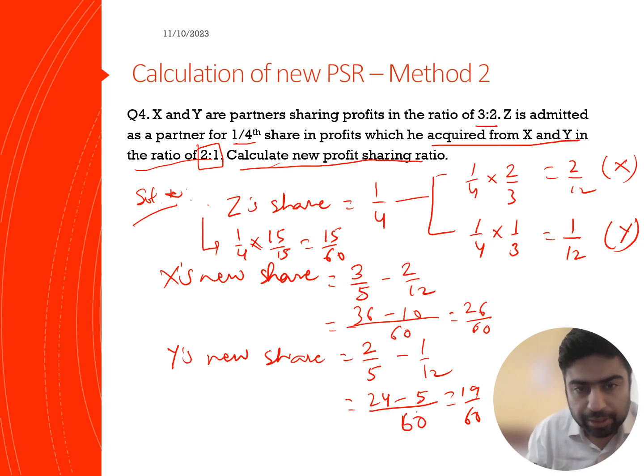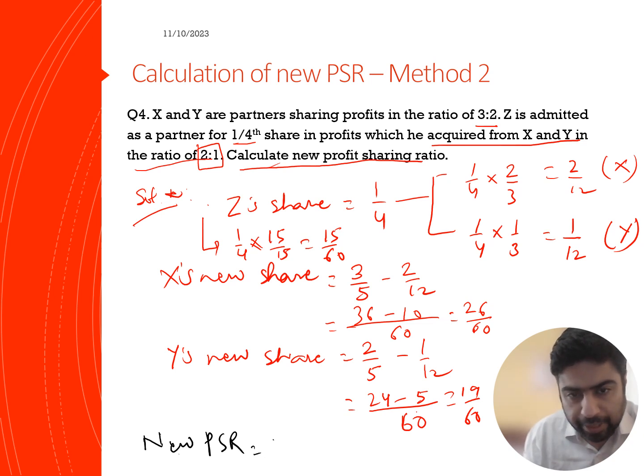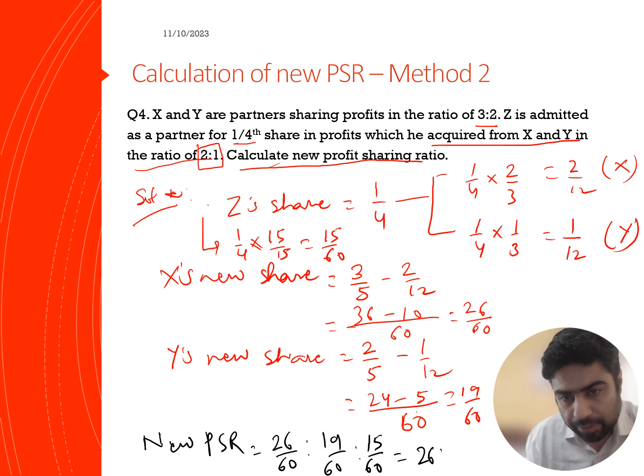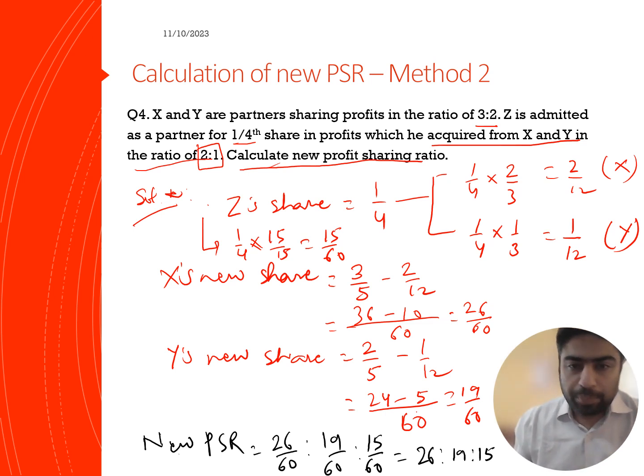Therefore, what will be the new PSR? The new PSR in this question will be X's share, which is 26 upon 60, is to Y's share, which is 19 upon 60, is to Z's share, which is 15 upon 60. Combined, this becomes 26 is to 19 is to 15. So we've got the new PSR through this method. This is method 2.